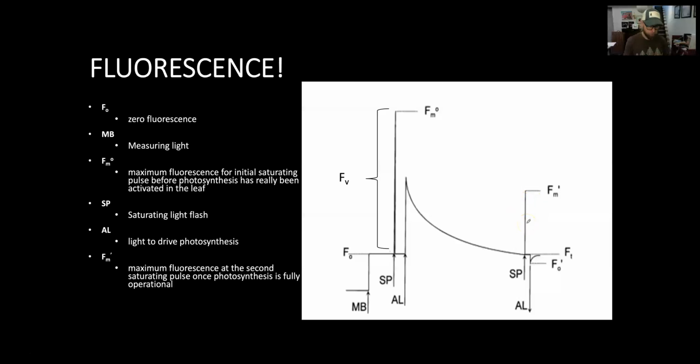All right. So the higher this is, the more photosystems that are closed. The lower it is, the more that those photosystems are open and ready to do photosynthesis. And so in this case, this second F sub m, if the photosystems are damaged in some way, we're going to see a much bigger spike. But if the photosystems are working well, we should see a relatively low spike in that particular area.